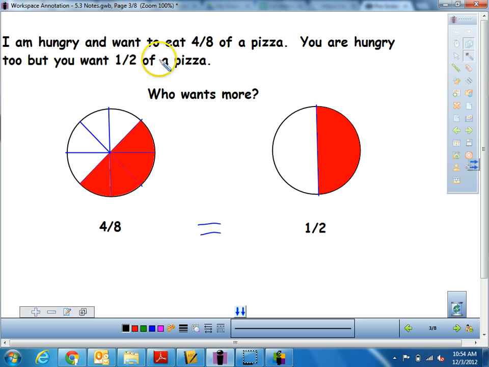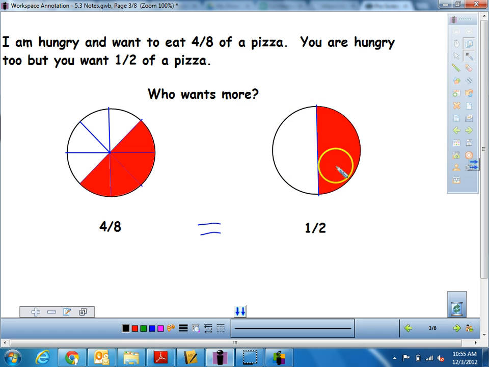So for example, I'm hungry. I want to eat 4/8 of a pizza. You're hungry, but you want a half of a pizza. Which of us wants more? Well, 4/8, 4 out of 8 slices. That means I have one pizza that we've cut into 8 slices, and I want to eat 4 out of those 8 slices. Your pizza, you decided to just cut it into 2 pieces, so you're eating 1 out of 2. That's what our parts of a whole.